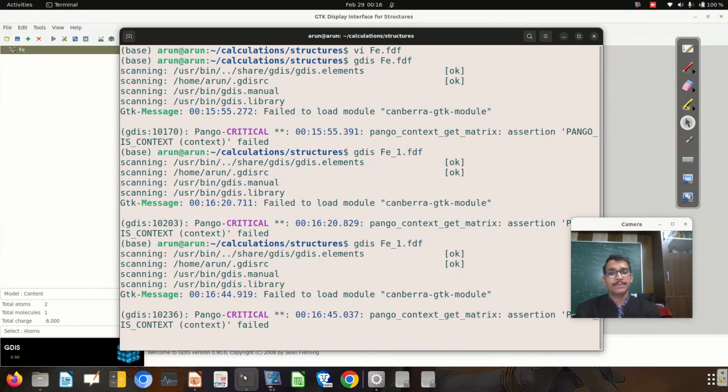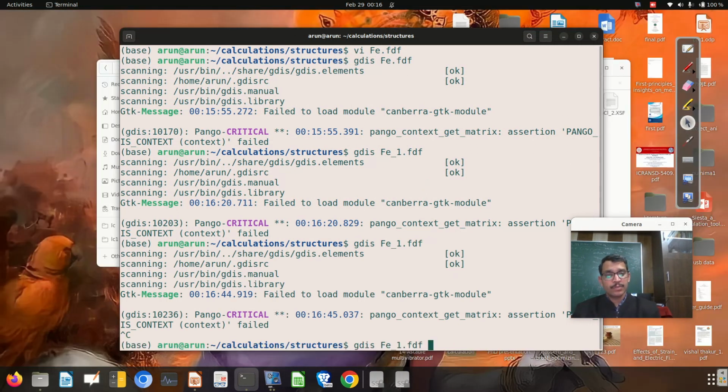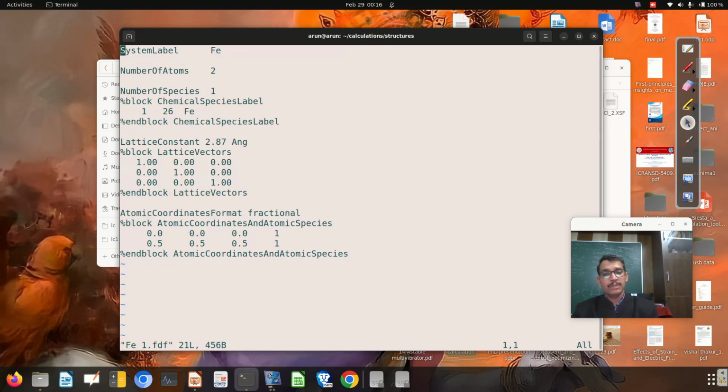Sorry, first of all let me see it, and then I will show it in the visualization software. Here in this case, these are the number of atoms I have taken, 2 inside the unit cell. This is the information about the iron atom. This is the lattice constant. So these are the lattice vectors for the simple cubic.